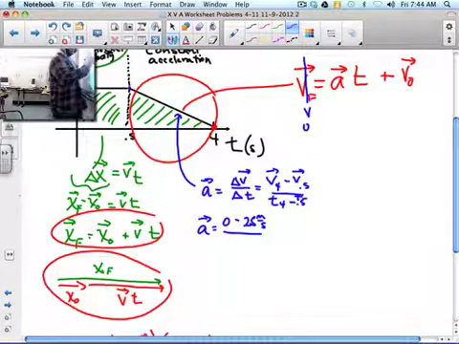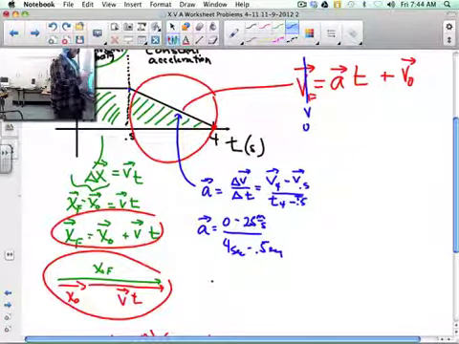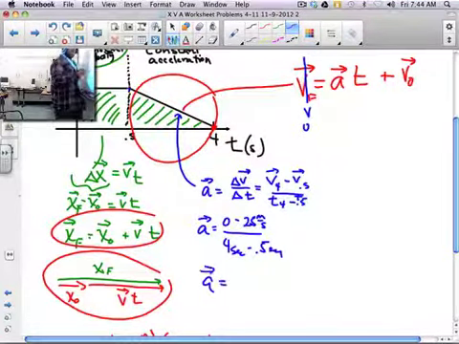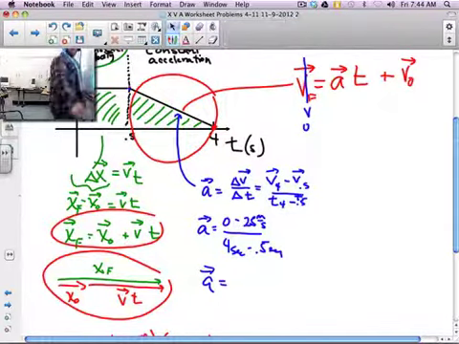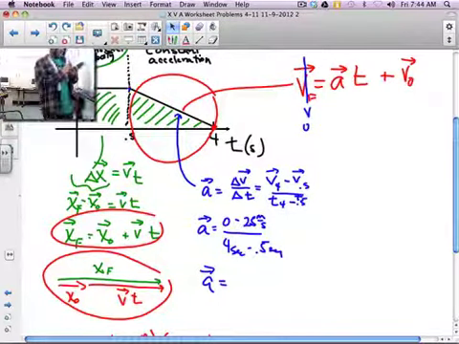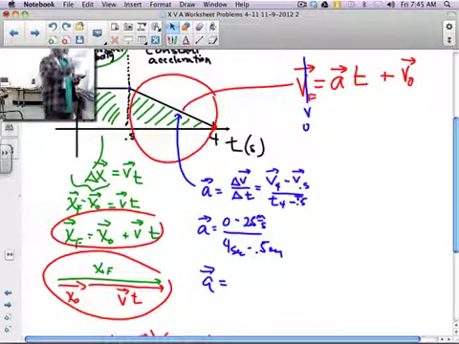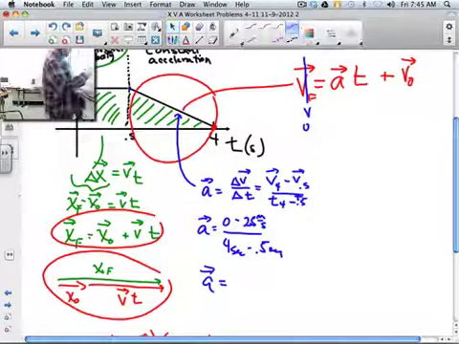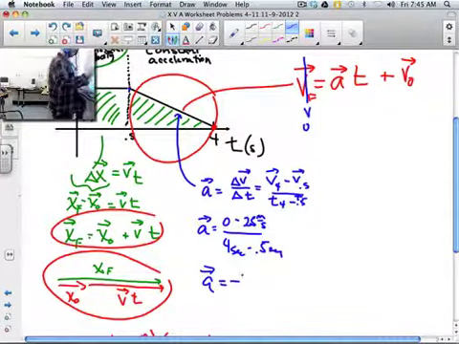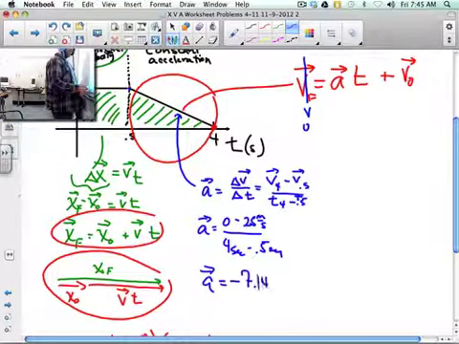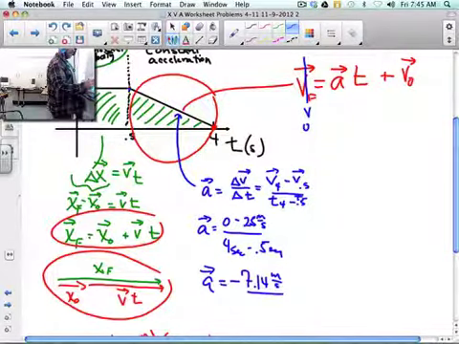So 4 seconds minus 0.5 seconds. This is going to give me a negative acceleration. It's going to be negative 25 divided by 3.5. Let's see what that is. 7.14. Okay? So it's negative 7.14 meters per second per 1 second.